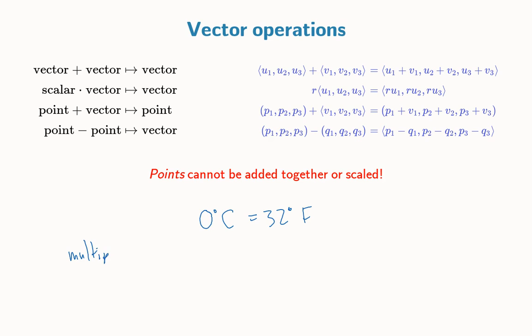This is 32 degrees Fahrenheit. And if we try to multiply both sides by 2, we would get that 0 degrees Celsius is 64 degrees Fahrenheit, which is wrong. So point quantities cannot be added together or scaled. They can only be added with a vector or subtracted from each other to get a vector. And then vectors, we can do more stuff with them, which is why they're more useful than just points.